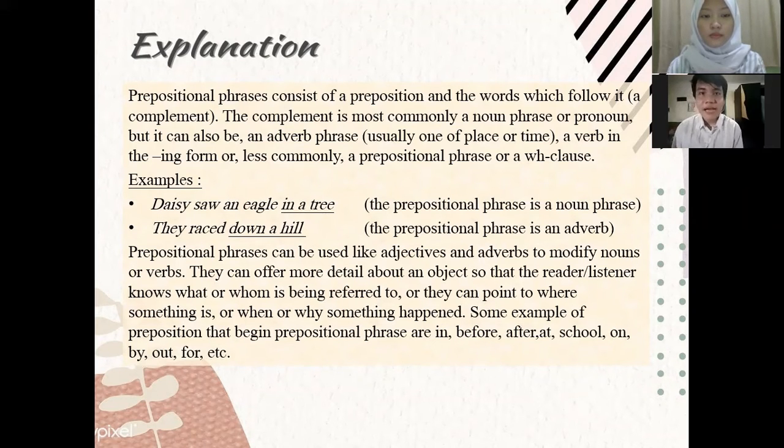Example: Daisy saw an eagle in a tree. The prepositional phrase is a noun phrase. And then we have: they raced down a hill. The prepositional phrase is an adverb.